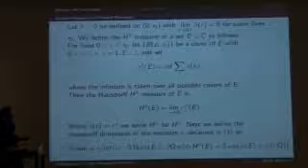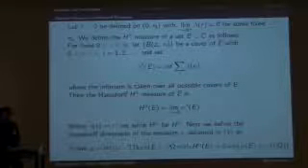We set this function, the so-called Hausdorff content of the set E, as the infimum of the sum of lambda(r_i), where the infimum is taken over all possible covers of the set E. And this is not yet a measure.